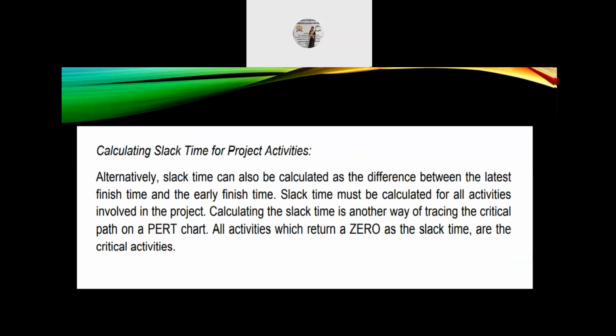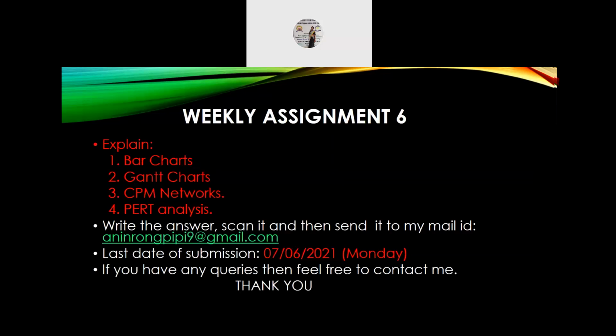Calculating slack time for project activities. Alternatively, slack time can also be calculated as the difference between the latest finish time and the early finish time. Slack time must be calculated for all activities involved in the project. Calculating the slack time is another way of tracing the critical path on a PERT chart. All activities which return a 0 as the slack time are the critical activities.